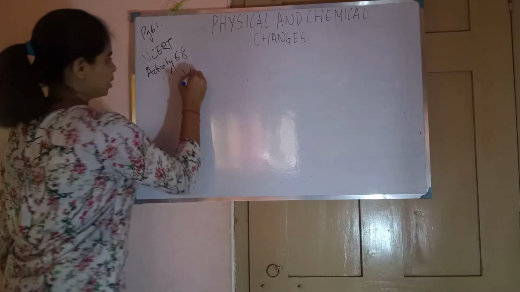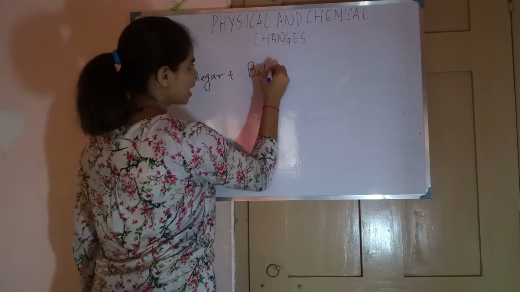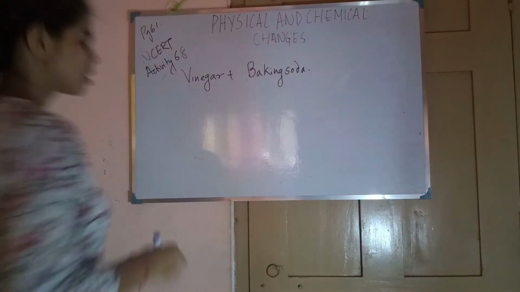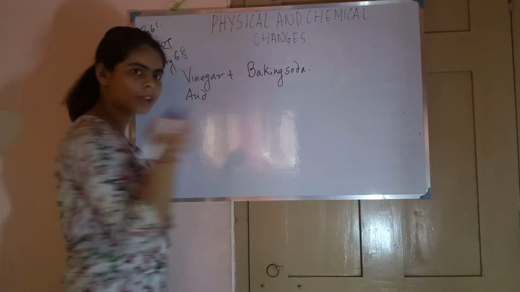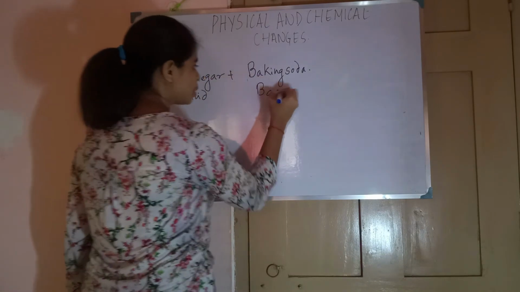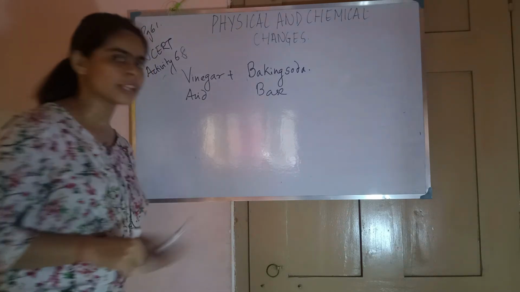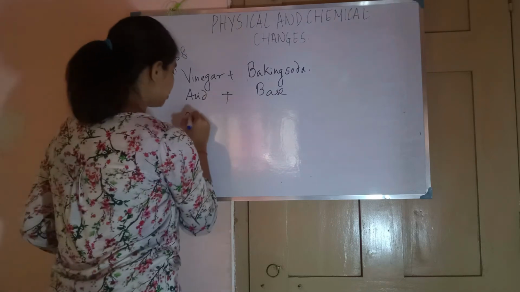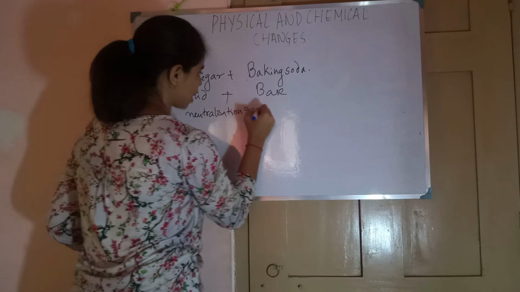Now tell me, you are taking vinegar and you are taking baking soda. What kind of reaction is it? First tell me, this is vinegar. What is it? We have learned that vinegar is an acid. And what is baking soda? It is a base. Now tell me, you are mixing acid with base. What kind of reaction will happen? This is a neutralization reaction.